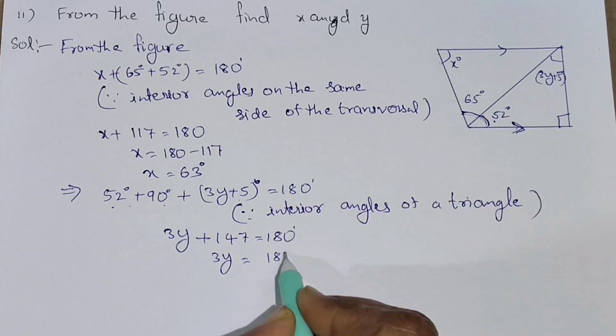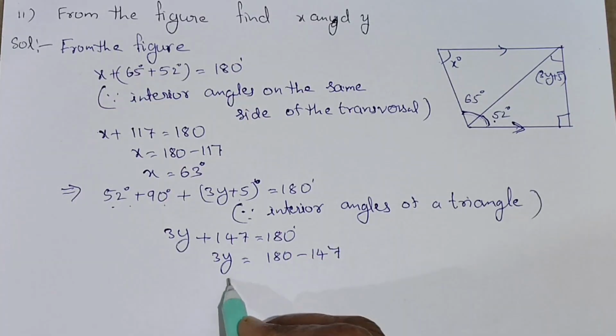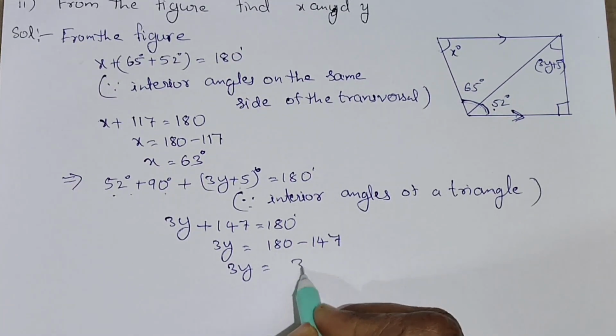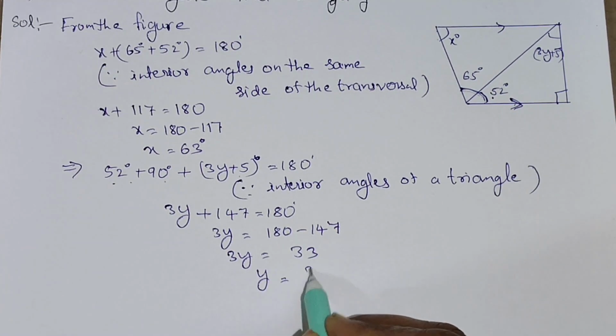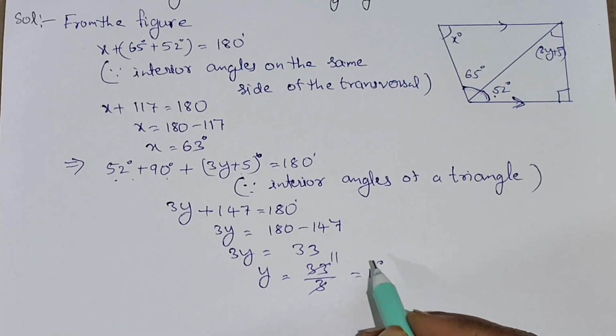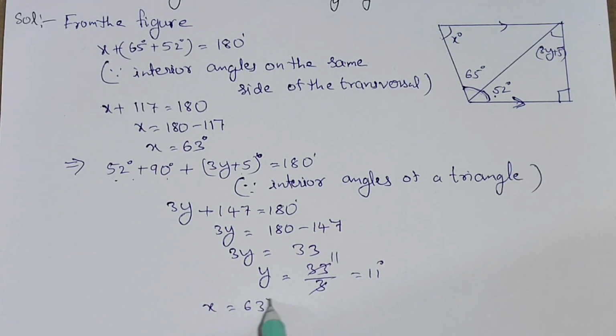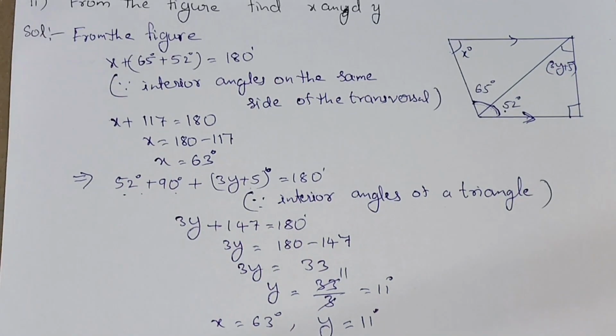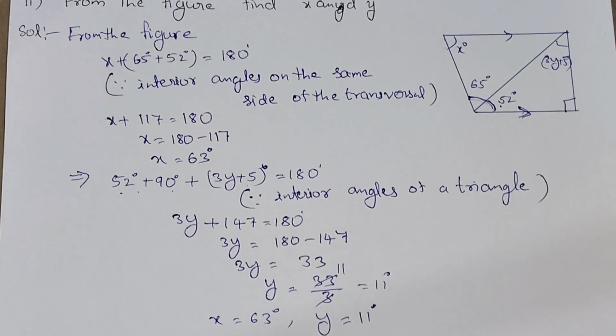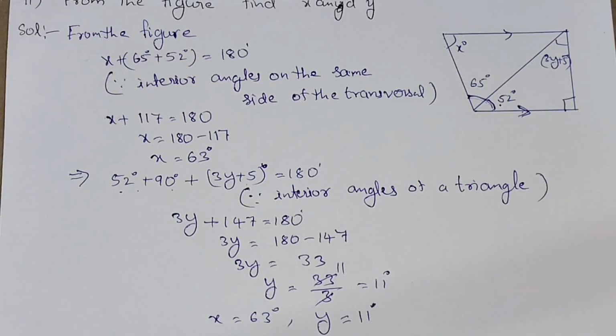3y is equal to 180 minus 147. So 3y is equal to 33. y is equal to 33 by 3. 3 elevens are 33, so y is equal to 11 degrees. x equal to 63 degrees and y equal to 11 degrees. This is the complete 11th answer.